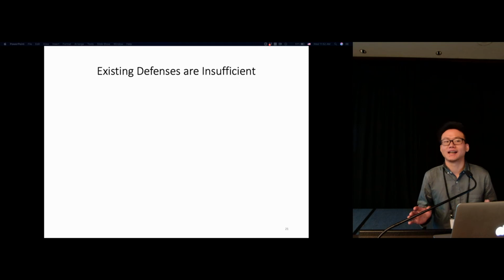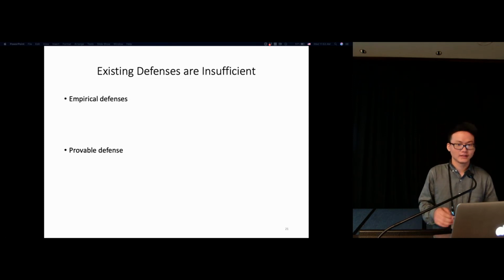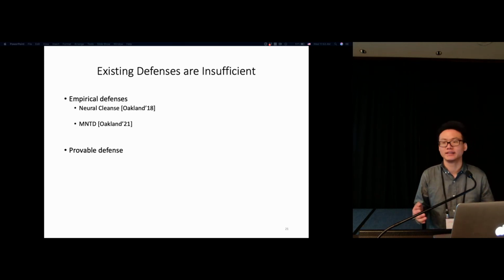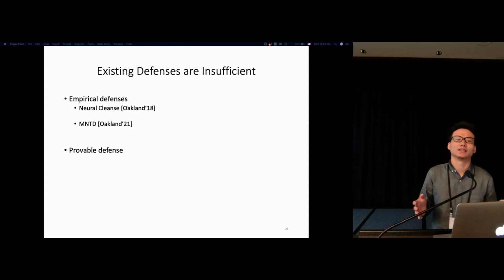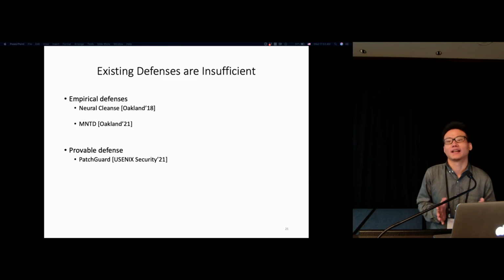We also generalize existing defenses for backdoor attacks on classifiers to defend against our BadEncoder. We consider empirical defenses and provable defense. For empirical defense, we consider Neural Cleanse and MNTD, which are two state-of-the-art methods to detect whether a classifier is backdoored or not. For provable defense, we consider PatchGuard, which can build a classifier with formal security guarantees against backdoor attacks. Due to time constraints, I only show the conclusion here and omit the detailed results.